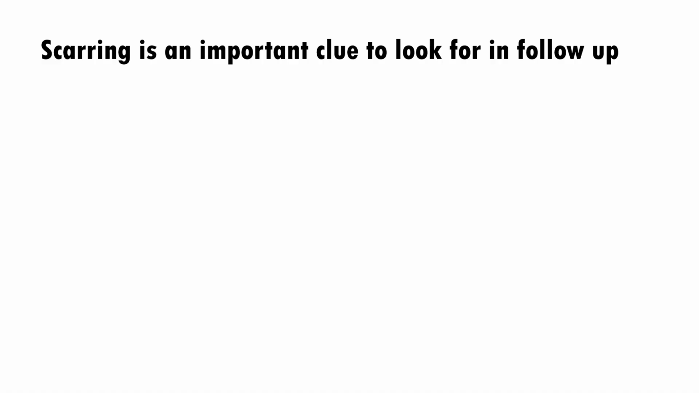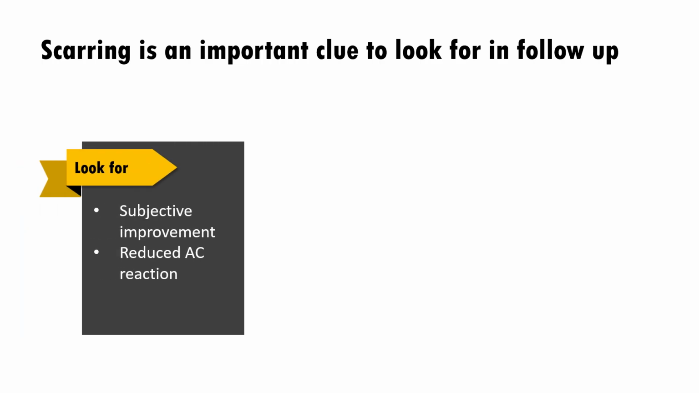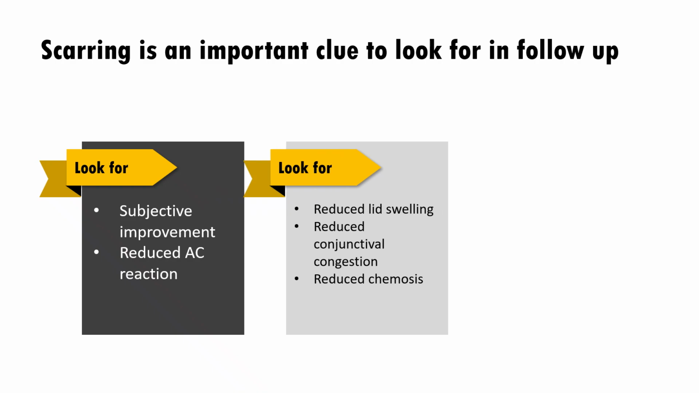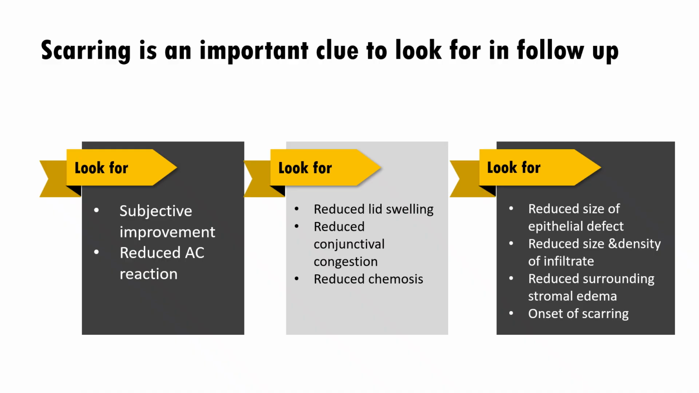What are you going to look for when you are looking at a patient in the follow-up? The first thing you have to make out is the scarring, which is an important clue that will tell you whether your treatment is going in the right way or not. And also look for subjective improvement. The patient always tells that, yeah, I'm feeling a little better, the redness has come down, the pain has come down, and reduced AC reaction. Also look for any reduced lid swelling, reduced conjunctival congestion, and chemosis.